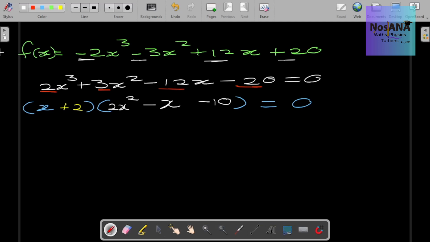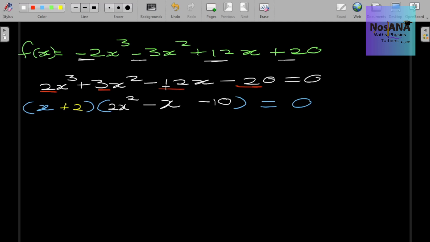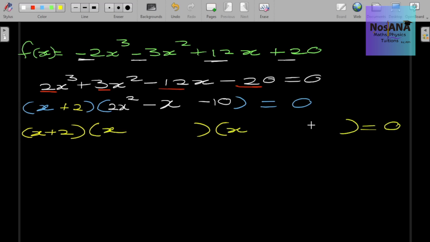Now we are not done, right? We are looking for the x values. So when you reach this stage, you just need to factorize it. This part you can't do much about it. You just say x plus 2, and then now you open two brackets for the other one. You have x in there, x over there, right? Put your brackets, equate that to 0, right?